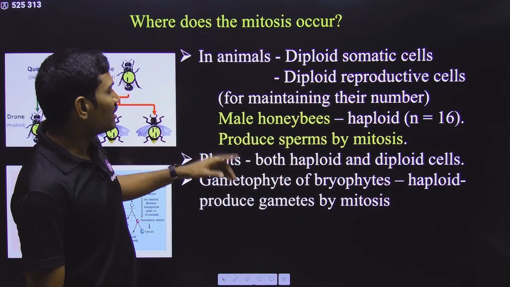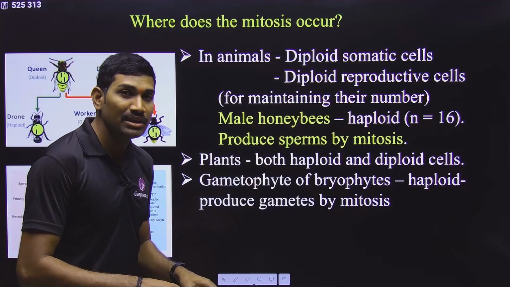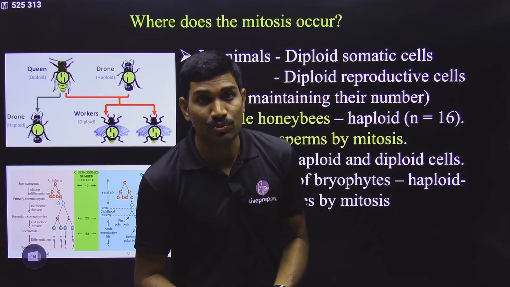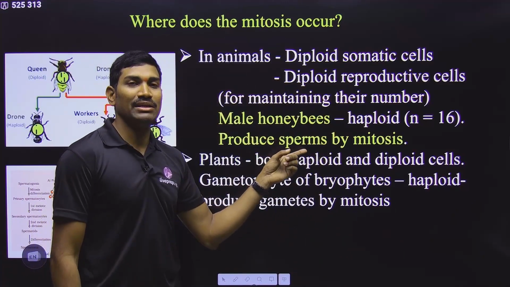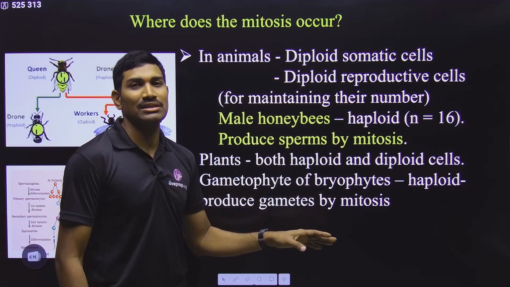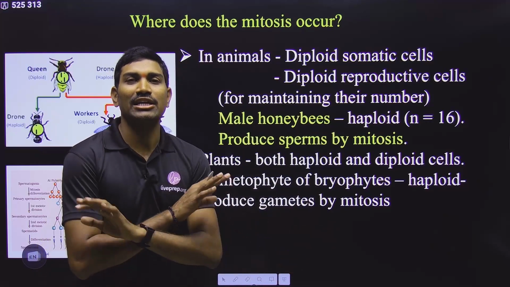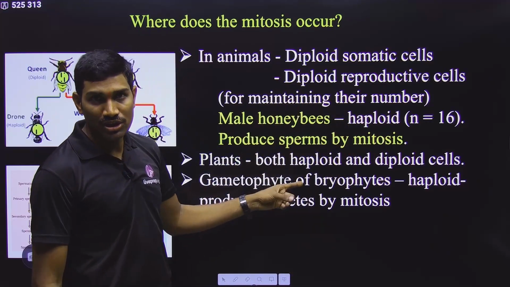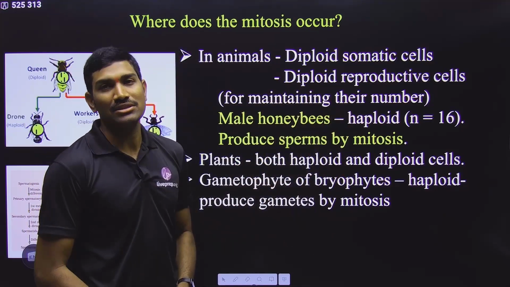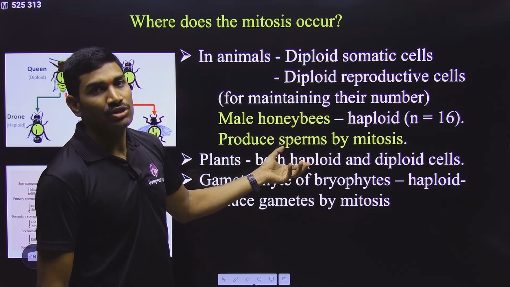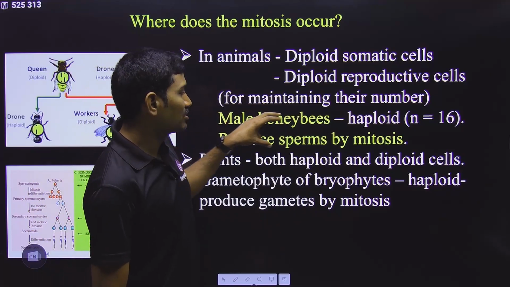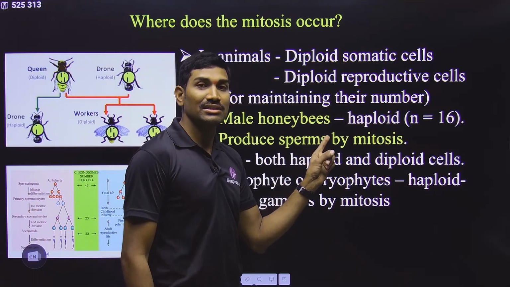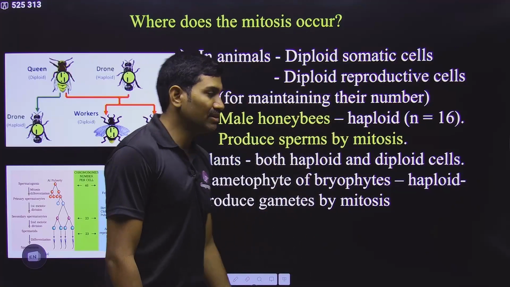Understand this. Next one, in the case of male honeybees, generally gametes are produced by the meiosis process. But male honeybees are haploid. If they are already haploid cells, they cannot undergo meiosis. So in that case, they undergo mitosis to form the male gametes called sperm cells. So in male honeybees, sperm cells are produced by mitosis, not by meiosis. Very important sentence. This was mentioned in the Principles of Inheritance and Variation chapter also.